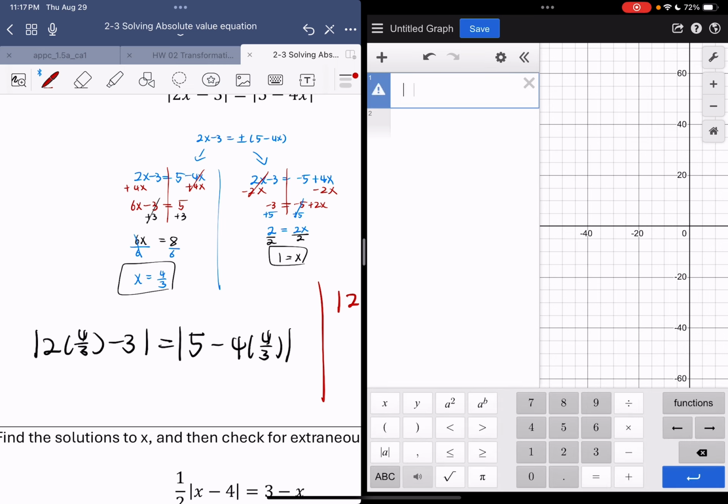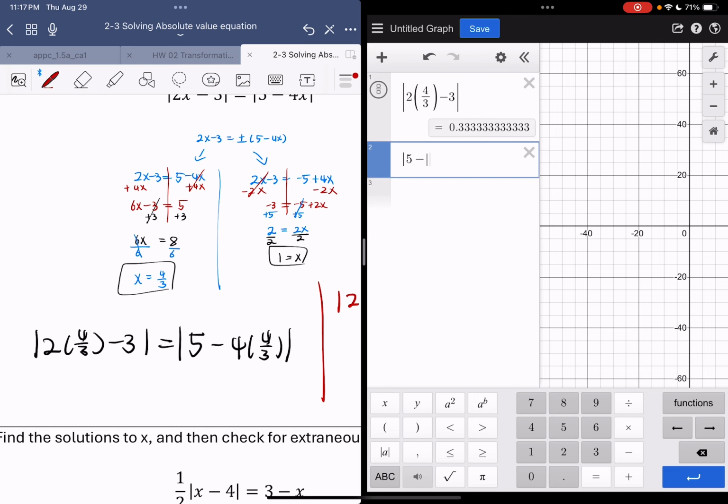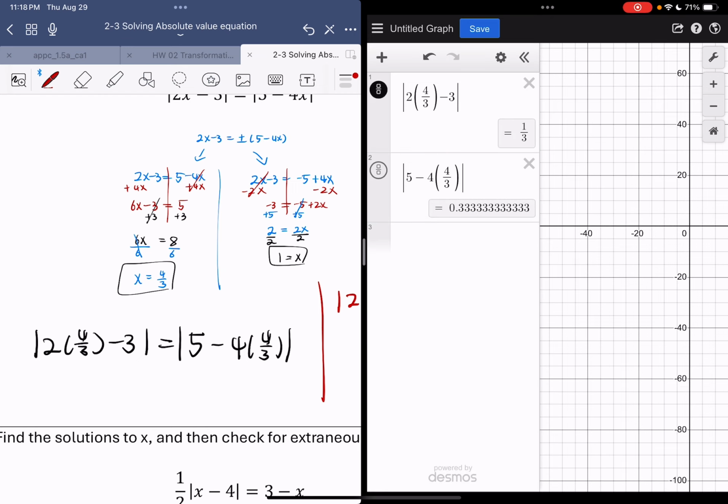Absolute value, 2 parentheses 4/3, minus 3. And the other one is what? Absolute value of 5 minus 4 parentheses 4/3, and close the parentheses. Now, do you see these two are exactly the same thing here? They are equal to each other. So, yep, that's a solution.